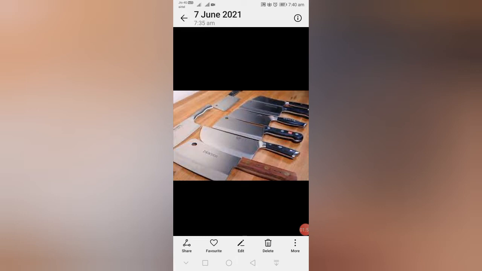Can you guess what is it? This is a cleaver. C-L-E-A-V-E-R. This is used to cut the big fruits which we can't peel off with the normal knife, like jackfruit, pineapple, and the non-vegetarians use this cleaver to cut their non-veg. So this is cleaver.